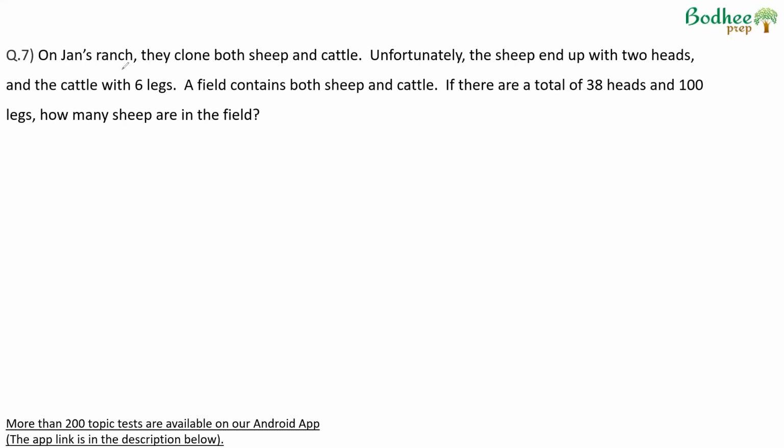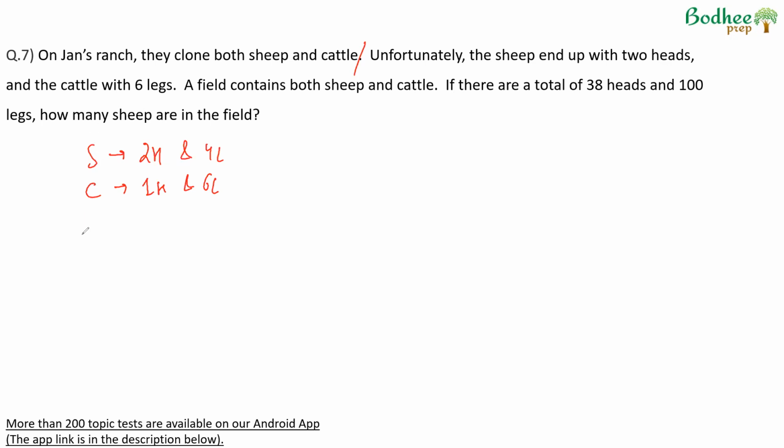On Jan's ranch, they clone both sheep and cattle. Unfortunately, sheep end up with 2 heads, cattle with 6 legs. So here the sheep have 2 heads and 4 legs. The cattle has 1 head and 6 legs. A field contains both sheep and cattle. If there are a total of 38 heads and 100 legs, how many sheep are in the field?